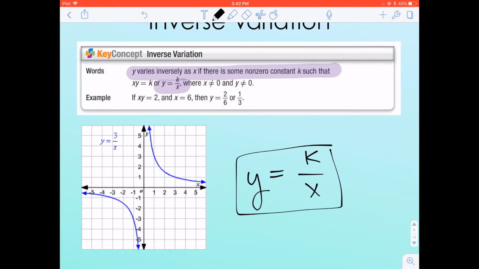Notice that these are all the same. Whatever varies goes on the left. K is always on top. It's never going to be on the bottom of a fraction. And then inversely just means whatever is varying inversely goes on the bottom. So instead of x going on top like it was jointly or directly, it's just going to go on the bottom. All right, and these graphs over here are just an example of what a graph of inverse variation would look like.